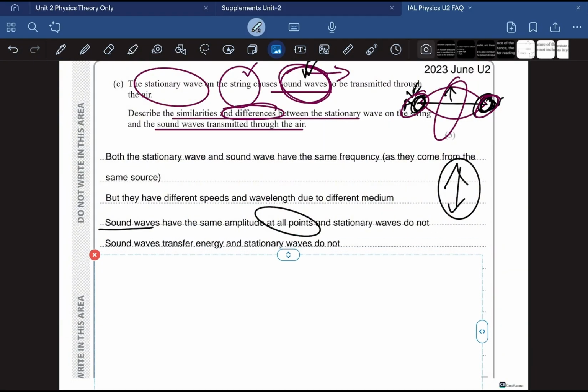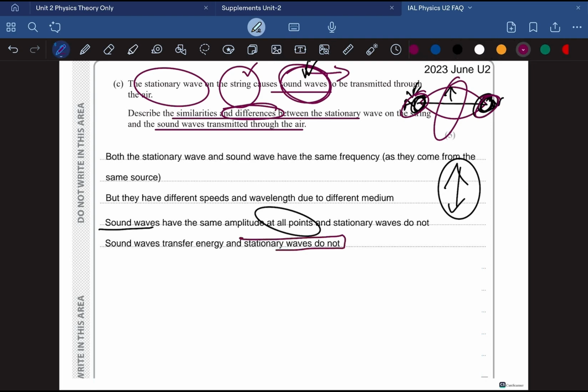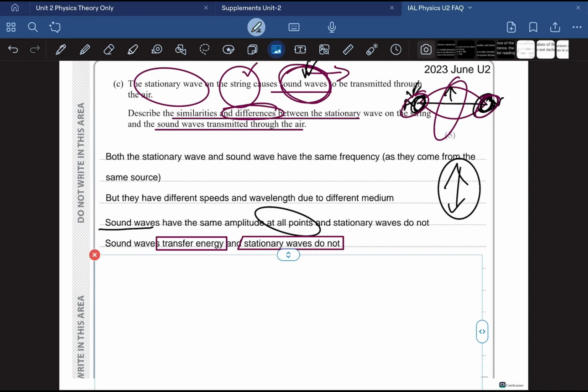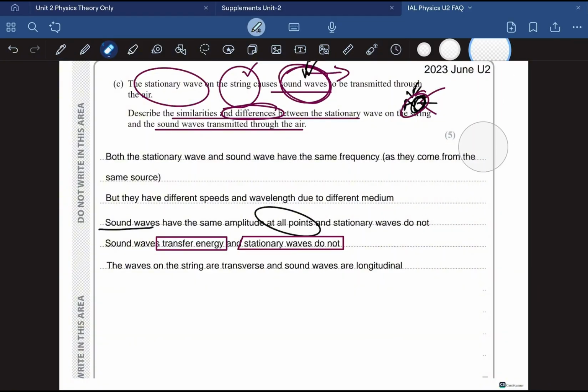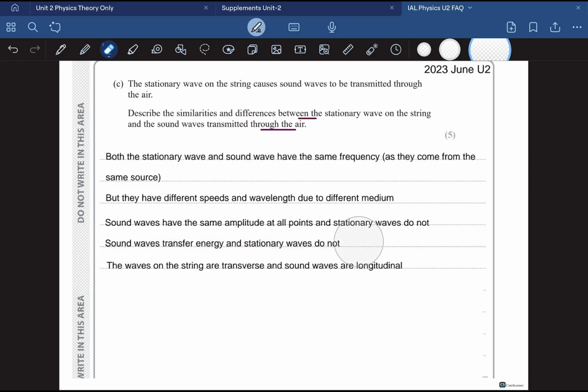The next point says sound waves transfer energy and stationary waves don't. As the stationary wave doesn't move, it will not transfer any energy, whereas sound waves transfer energy as they vibrate parallel to the wave travel. Now the waves on the string are transverse and the sound waves are longitudinal. As it was a 5 marks question, these were exactly the 5 points that you will have to give. So it is very important to memorize them after understanding.